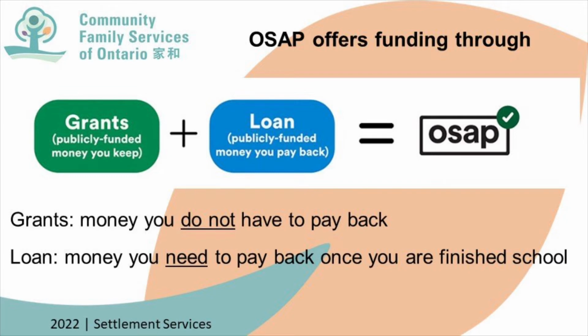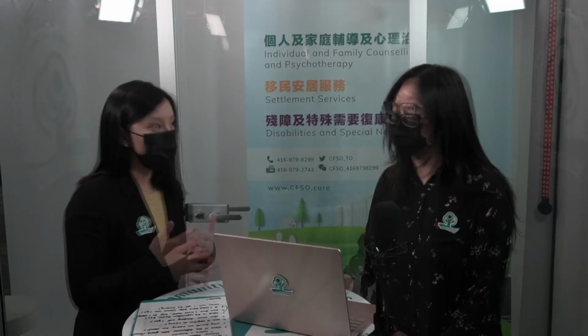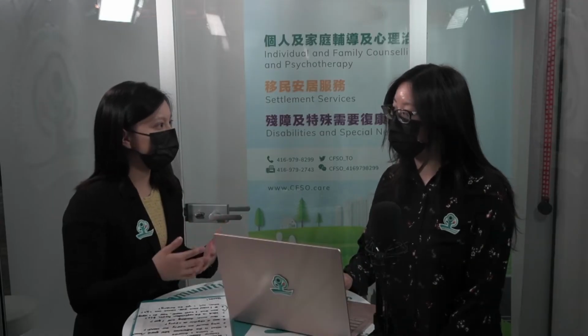So if you are good at budgeting, then maybe you only spend the money that was grant, which you don't have to pay back. But say you did use some of the loan, then the loan you do have to pay back. Okay, and to clarify, a grant is money that I can keep, that I can use towards my school fees, and a loan is money that I have to pay back to the government. Yes, that is correct.